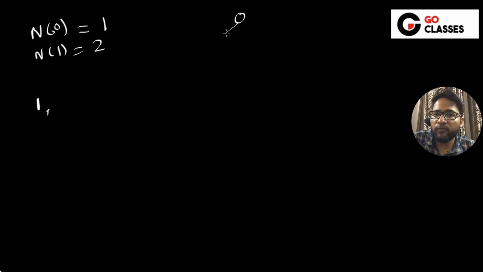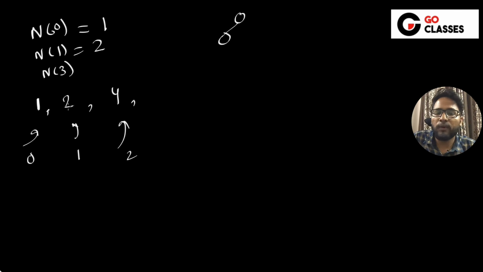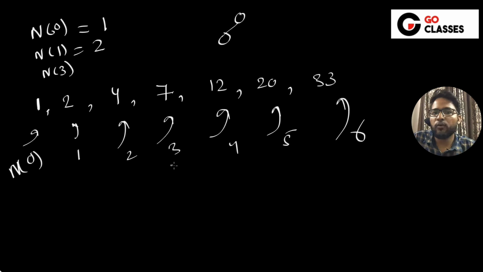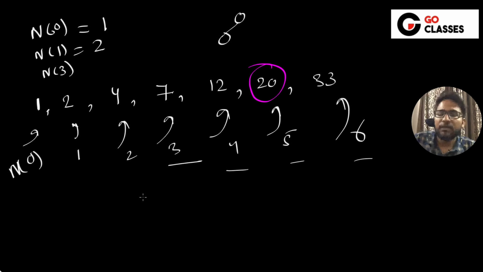You need a minimum of 2 nodes for the height 1, and then n2 will be just the summation of these two plus 1, which means 1 plus 2 and then plus 1, 3 plus 1 is 4, and then 4 plus 2 is 6, and then 7, 7 plus 4 is 11, and then you have 12, 12 plus 7 is 19, and then you have 20, 20 plus 12 is 32, and then you have 33, something like that, right? This is n0, n1, n2, n3, n4, n5, n6. They are asking for n5, so you will say 20.